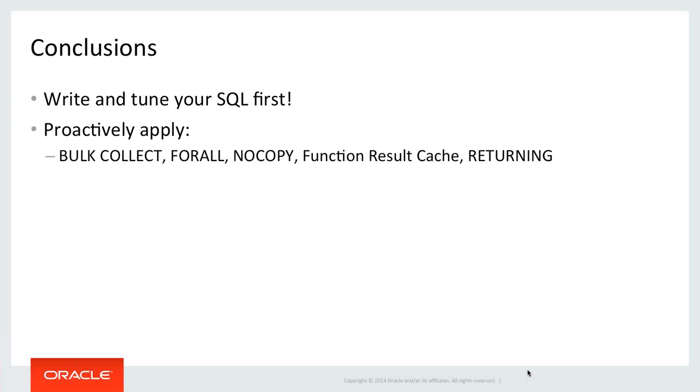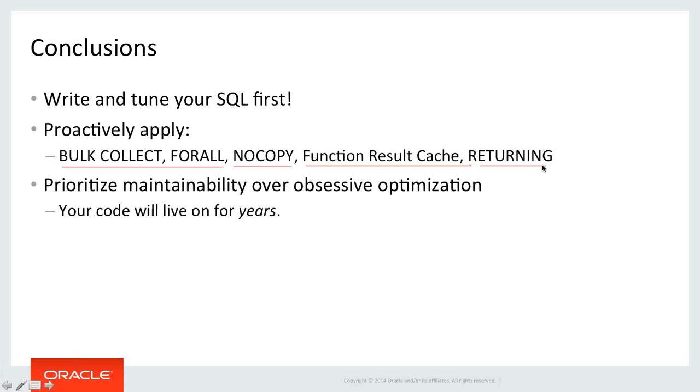Then, as you're writing your code, always proactively apply the key optimization features. Definitely, bulk collect and FORALL. Look for all those loops that have DML inside them. Updates, inserts, and deletes in a loop are the key anti-pattern. In-out arguments that pass collections, add NOCOPY. Look for functions you can apply the result cache keyword to, and the returning clause is also a nice, quick, and easy win. Beyond that, prioritize maintainability over obsessive optimization.